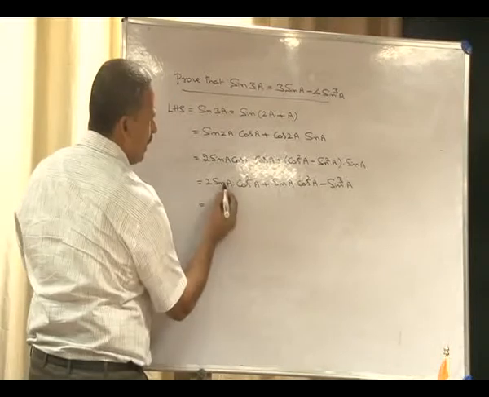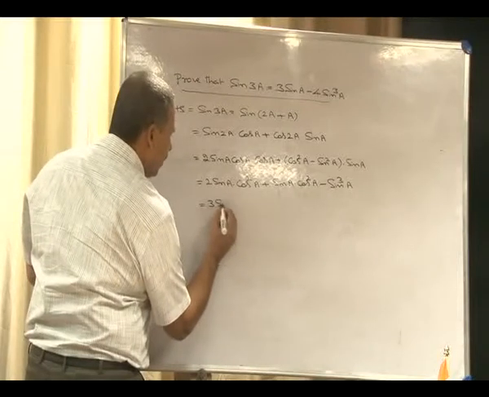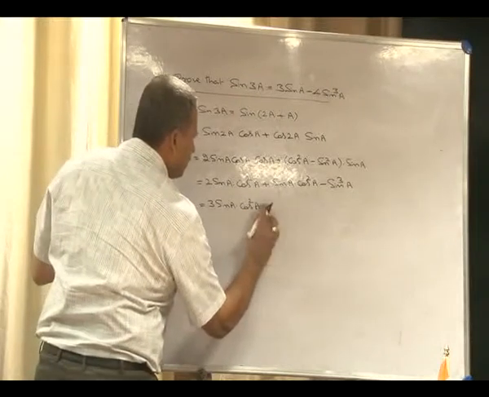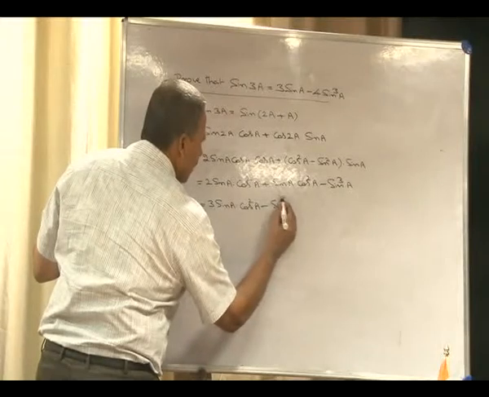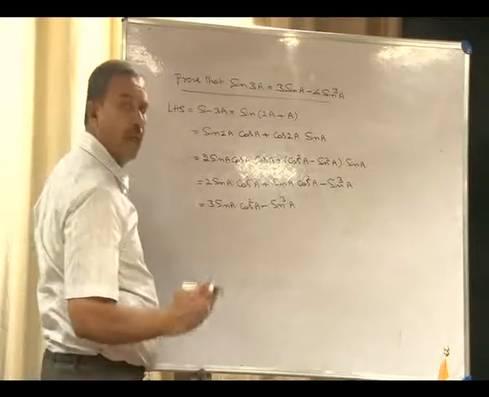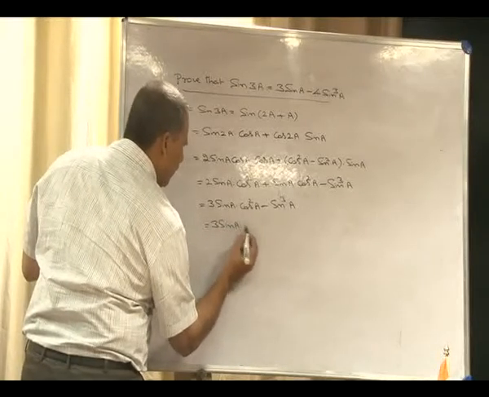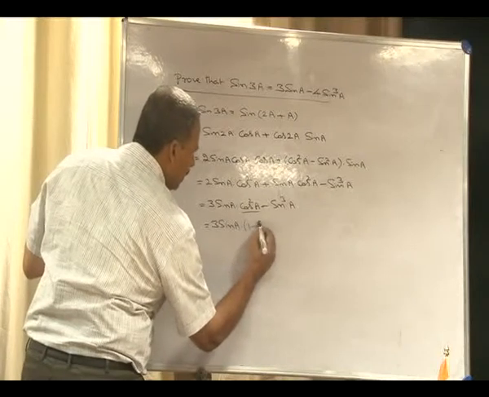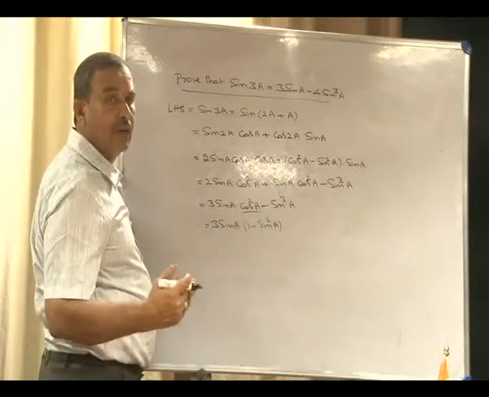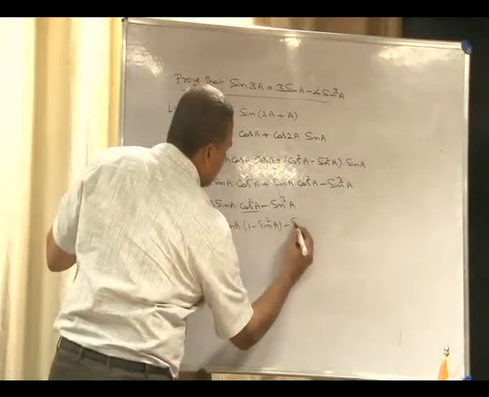That is equal to 2 sin A cos square A plus sin A cos square A is 3 sin A cos square A, minus sin cube A. Cos square A is 1 minus sin square A. That is 3 sin A into, in place of this cos square A, substitute 1 minus sin square A, minus sin cube A.